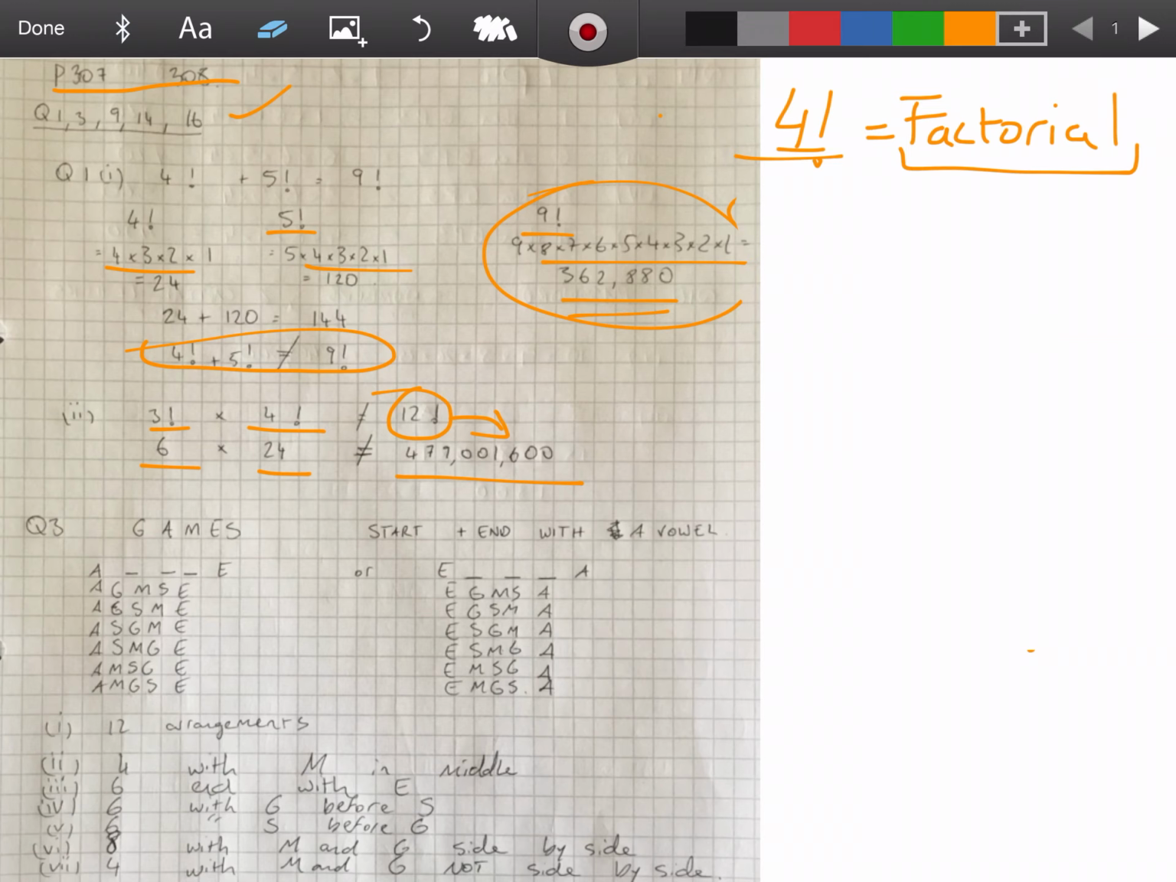With question 3 then, it's asking about arranging the letters of the word games. We can see that we've got G, A, M, E and S there, and it tells me that when we're rearranging these, they have to start and end with a vowel. The vowels in this word are A and E. So I can have A at the start and E at the end, or I could have E at the start and A at the end.